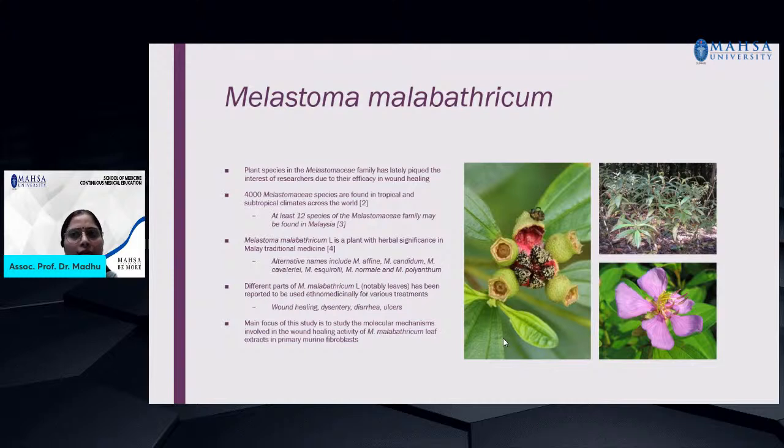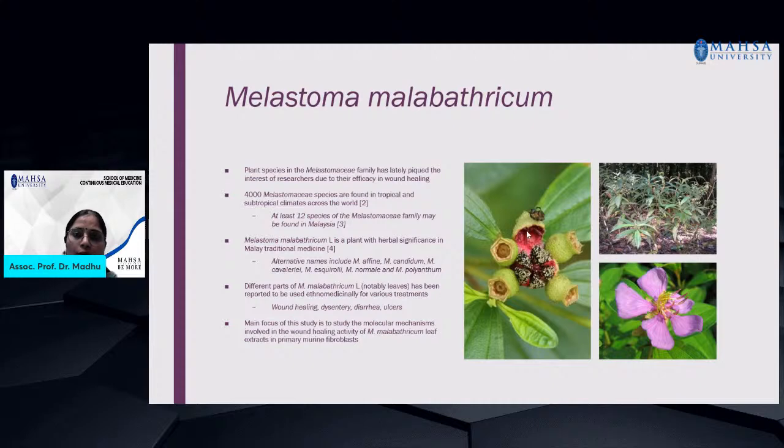Around 12 species are found in Malaysia, and out of them, Melastoma malabathricum is the most widely used plant in traditional medicine, as it has various traditional uses, mainly for treating wounds, dysentery, diarrhea, ulcer, to name a few. So, the main focus in this study is to investigate the molecular mechanisms in the wound healing activity of the extract, and the 3T3 cells, that is primary murine fibroblast cells, were used to assess the wound healing properties of Melastoma malabathricum.